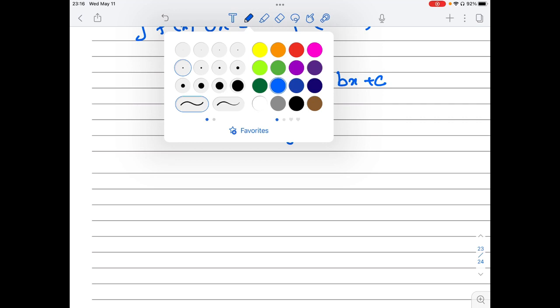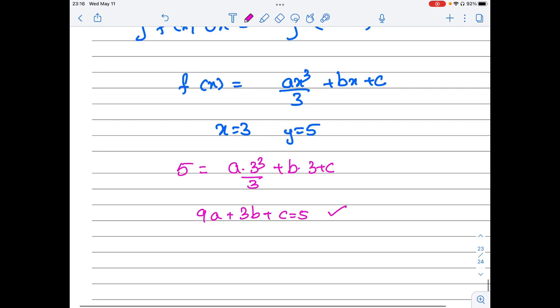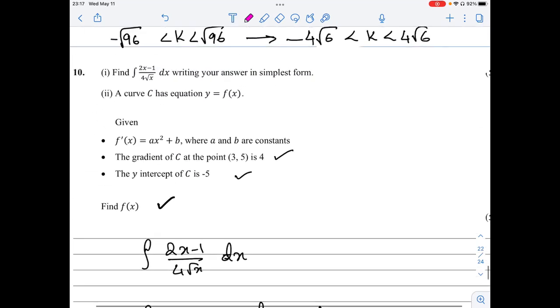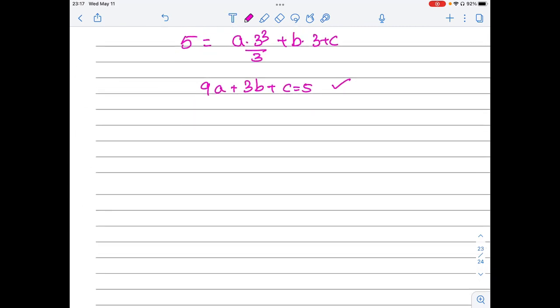So what does that become now? 5 equals a times 3 cube upon 3 plus b times 3 plus c. So it becomes 9a plus 3b plus c equals 5. That is one of the equations. Then f prime x is nothing but the gradient, which is 4. So a times 3 square plus b is equal to 4. So 9a plus b equals 4. So I got these two equations.